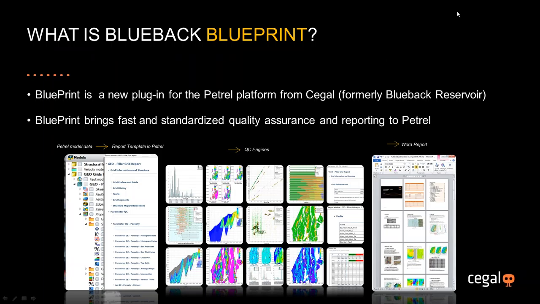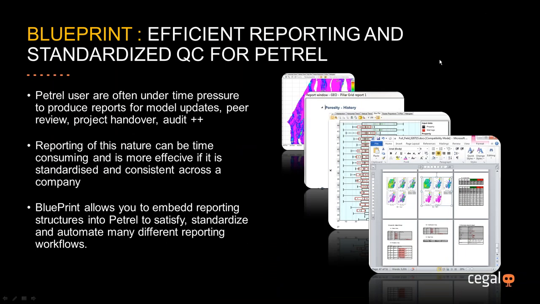So BluePrint is a new plugin for the Petrel platform from Cegal, formerly, of course, Blueback Reservoir. And it brings fast and standardized quality assurance and reporting to Petrel. Petrel users are often under time pressure to produce reports for model updates, peer review, project handover, audit, etc. And reporting of this nature can be time consuming and is all the more effective if it is standardized and consistent across a company. So BluePrint allows you to embed reporting structures into Petrel to begin to standardize and automate different reporting workflows directly from Petrel.